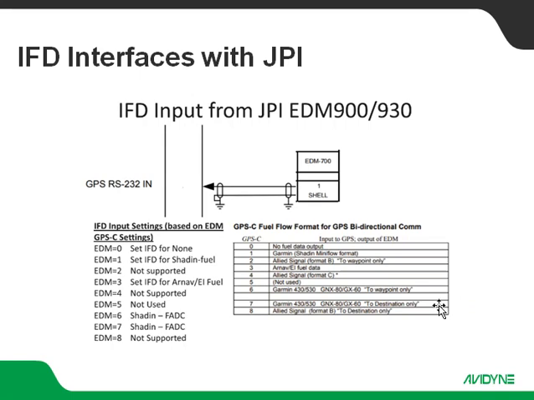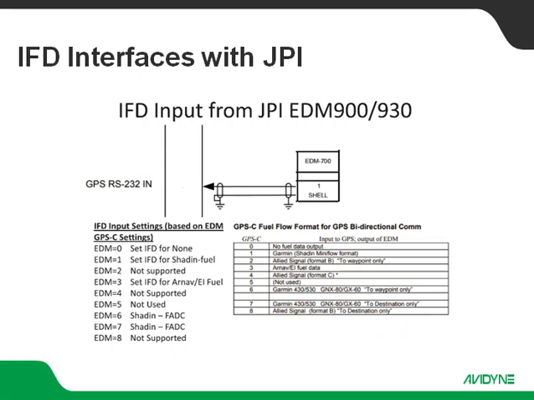If your GPS-C setting on the JPI is a 7, that's going to be the Garmin 430/530 2 destination only. And over here on the IFD, you would set that for Shadin FADC as well. And then GPS-C setting of 8, that's another Allied Signal format, again, not supported on the IFD.